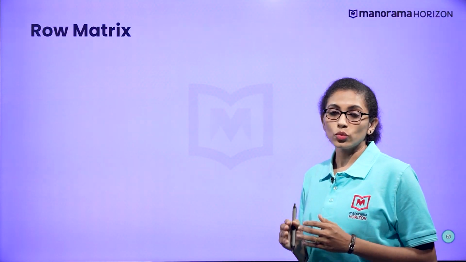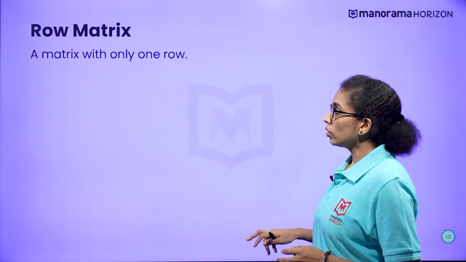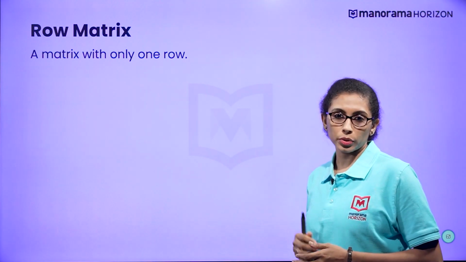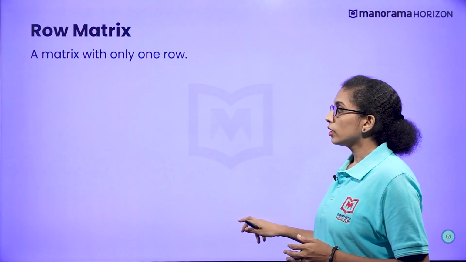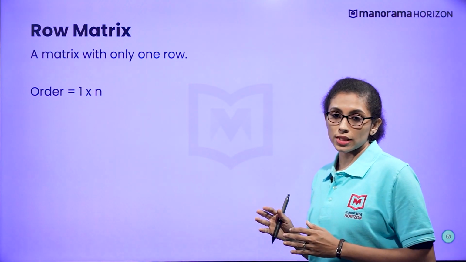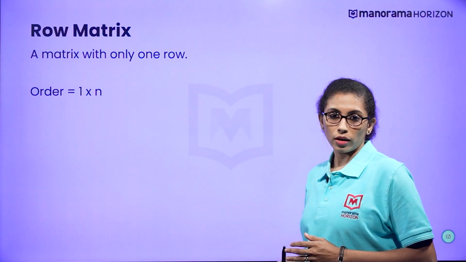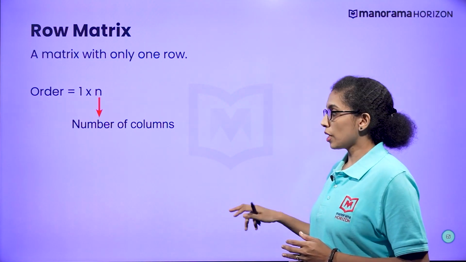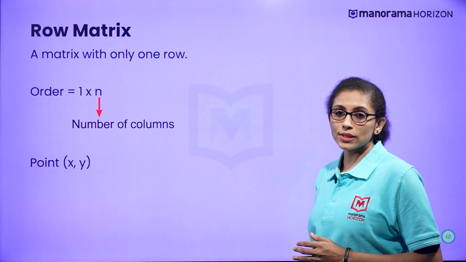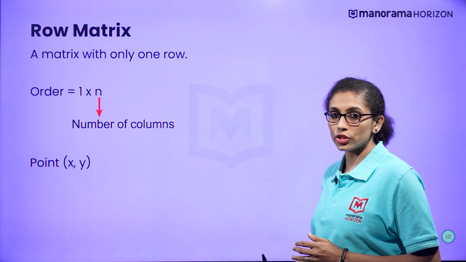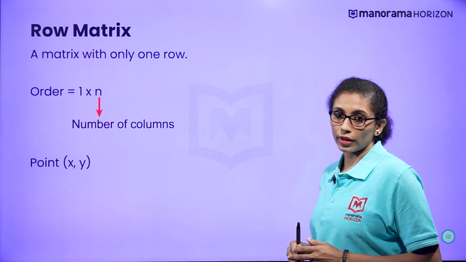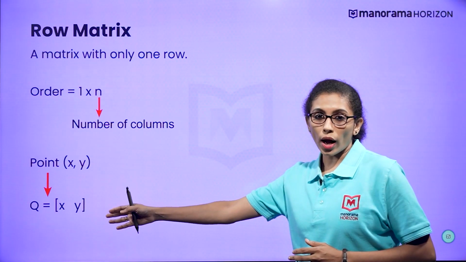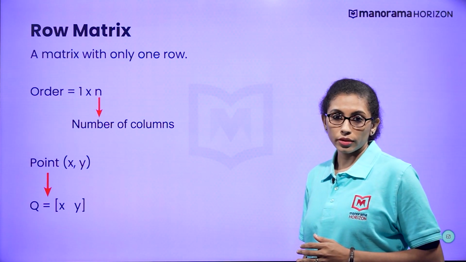Next, we will discuss what is a row matrix. We call a matrix with only one row a row matrix. It can have multiple columns. In general, the order of a row matrix is 1 by n, where n represents the number of columns. For example, any point P(x, y) in a plane can be represented in the form of a row matrix. How? The matrix Q is equal to [x y] written within the square brackets, right?